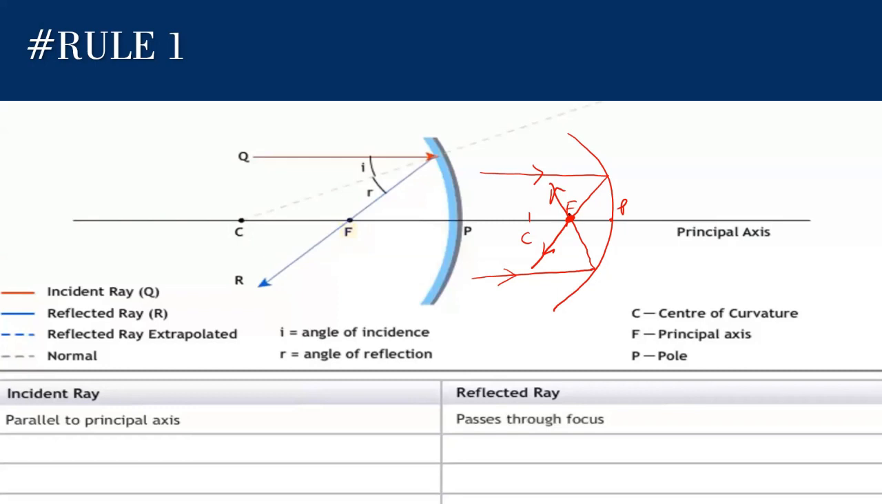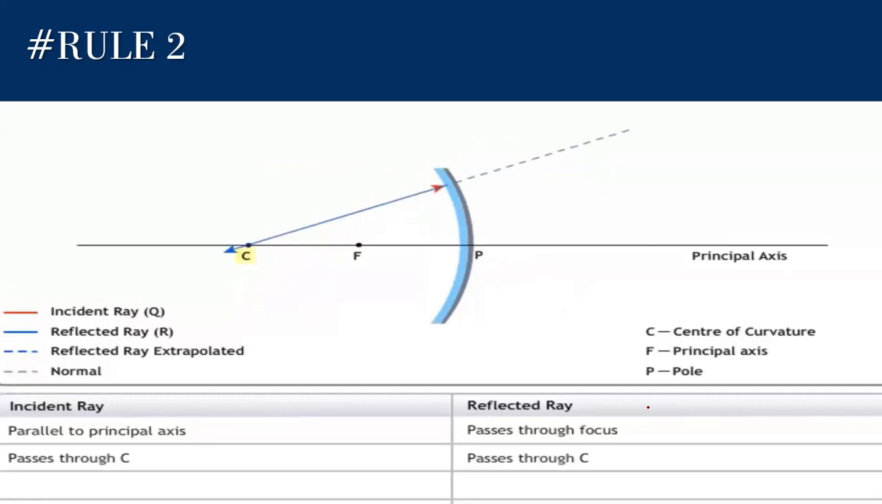Okay, rule number 1: if the incident ray is parallel to the principal axis, the reflected ray passes through the focus. Very, very, very important. Okay, second rule. Rule 2 says if a ray of light is passing through the center of curvature, it will pass again through the center of curvature. That means it will retrace the same path.